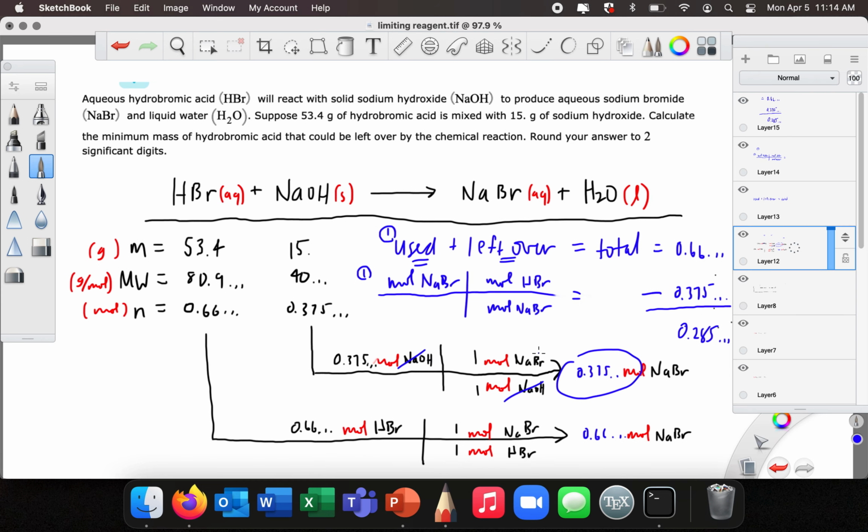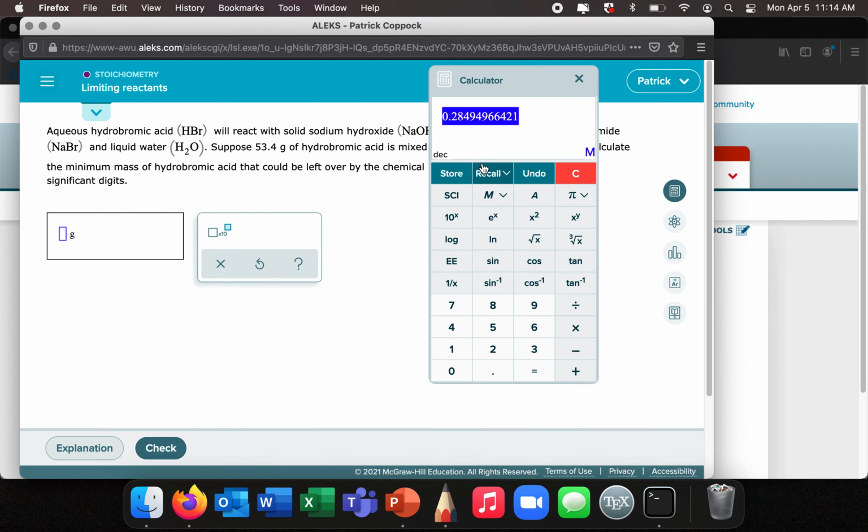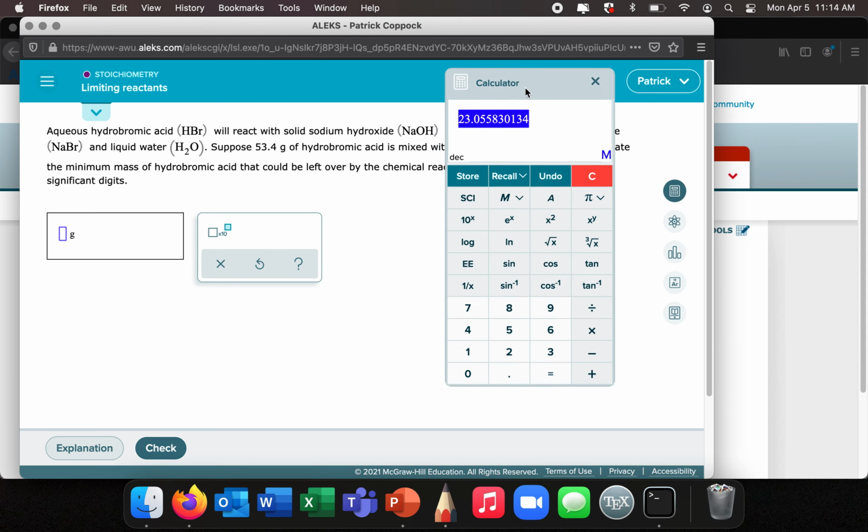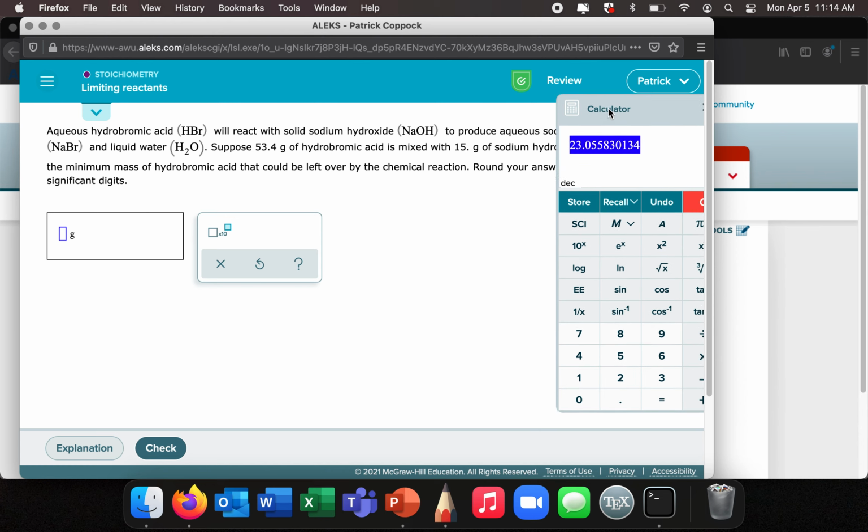Let's go back and look at that. That's 0.285. I don't really have room over there. Let's come over here. 0.285 moles of HBr. And now I calculate that to grams of HBr, and I'm done. I just do that by multiplying by the molecular weight. If you've gotten this far in the course, you know how to do that. 0.285 moles is how many grams? Times the molecular weight of HBr, which is 80.9, equals 23.055. Store that, and that's how much I have left over.